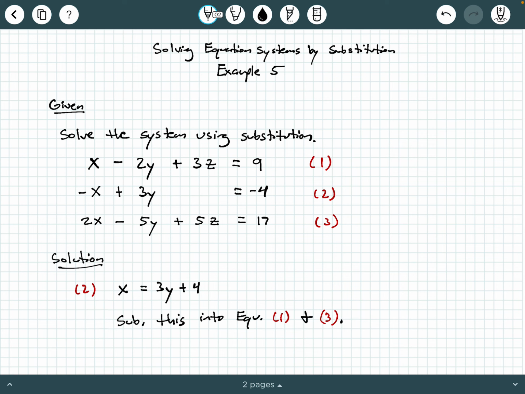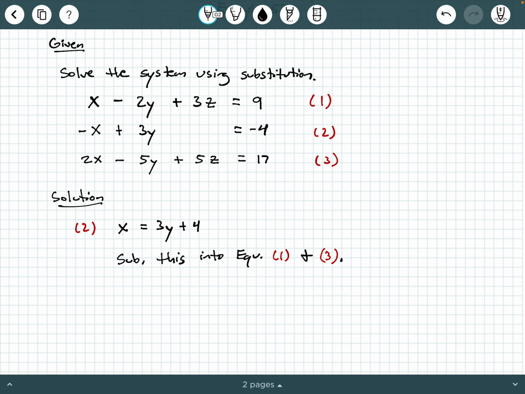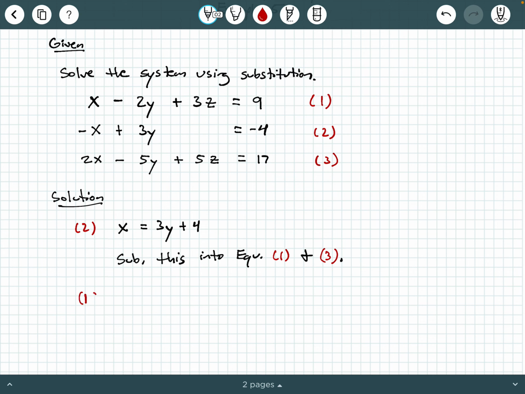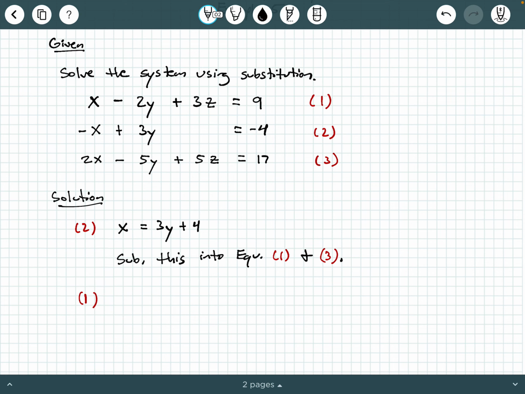Now, it may be a good idea for you to color code things. I do better when I color code my work in my calculations. I can just see things better. So when things get a little mathematically tedious and messy, I like to color code. So maybe a good suggestion for you. But either way, I'm substituting equation 2 into both equations 1 and 3. So let's do this one at a time. Let's go to equation 1 first, and let's substitute this into equation 1.